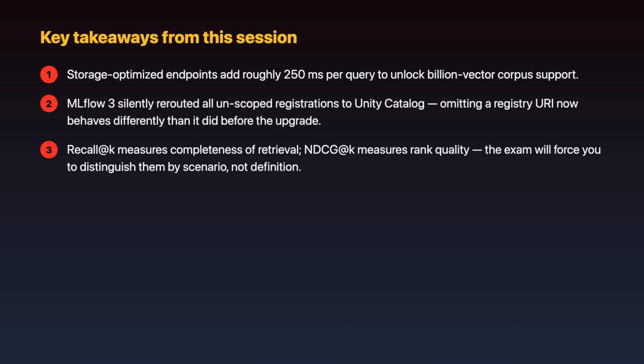First, storage-optimized endpoints add roughly 250 milliseconds per query to unlock billion vector corpus support. Second, MLflow 3 silently rerouted all unscoped registrations to Unity Catalog. Omitting a registry URI now behaves differently than it did before the upgrade. Third, recall at K measures completeness of retrieval, NDCG at K measures rank quality. The exam will force you to distinguish them by scenario, not definition.